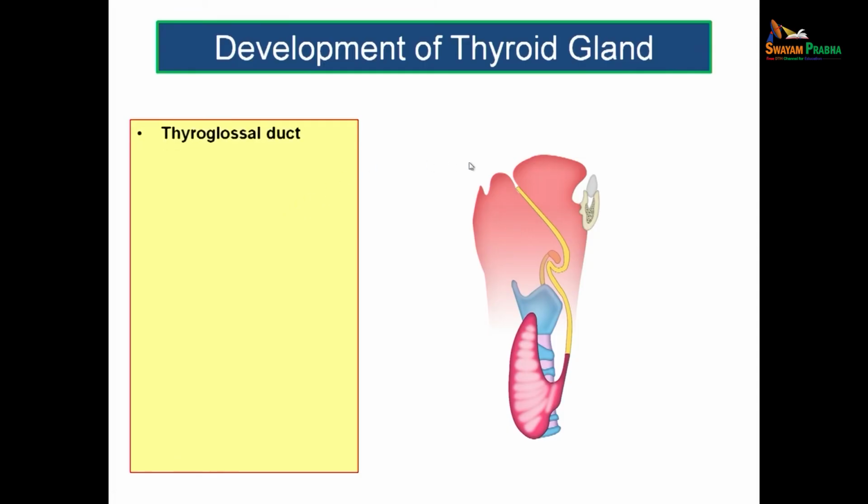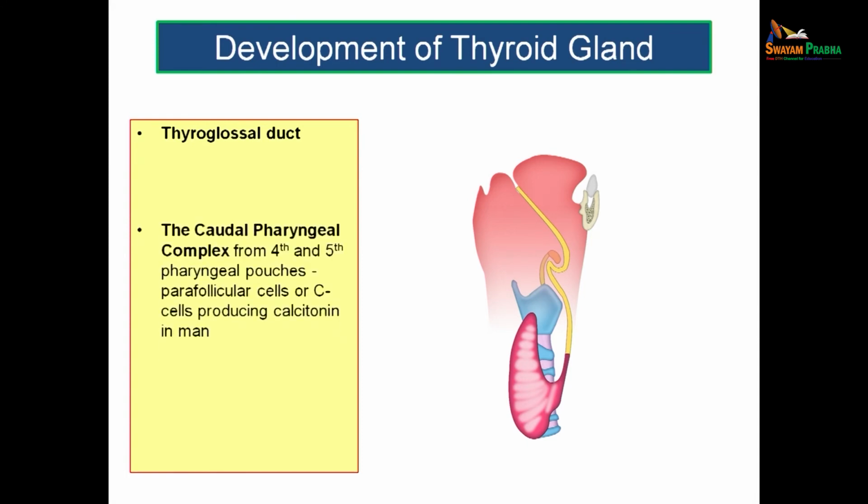Now let's see in particular the development of the thyroid gland. The thyroid gland is derived from two main sources. One is the thyroglossal duct and the other is the caudal pharyngeal complex. We have already mentioned that the caudal pharyngeal complex is formed by the fusion of the fourth and fifth pharyngeal pouches. The parafollicular cells or C cells, which produce calcitonin in man, are formed from the caudal pharyngeal complex, whereas the rest of the thyroid gland is derived from the thyroglossal duct. This is the thyroglossal duct, in a lateral view. You can see it coming anteriorly and giving rise to the lobes of the thyroid gland.